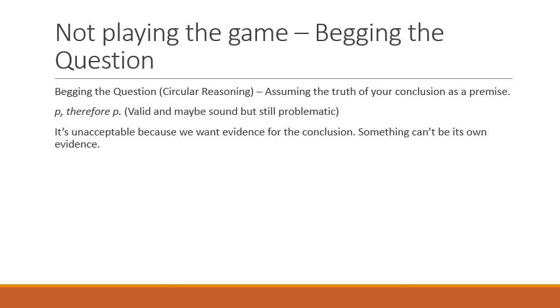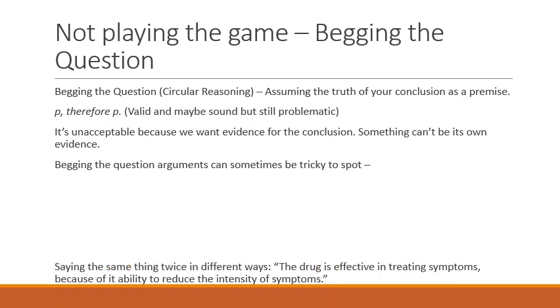We're not talking about things that are self-evident, right? We're talking about things that require evidence, and so we need something different. And so when somebody argues in a circle, they're not playing the game. They're not really doing what an argument is supposed to do. So P, therefore P is pretty obvious, but begging the question arguments can sometimes be tricky to spot.